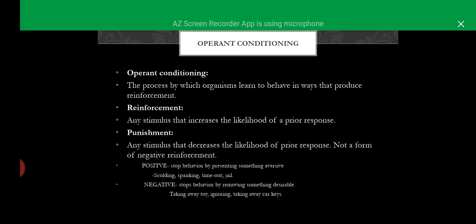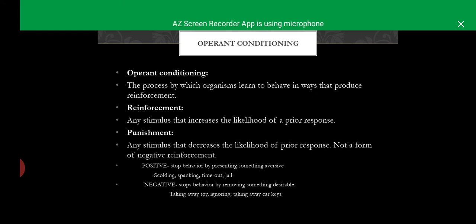Operant conditioning: the process by which organisms learn to behave in ways that produce reinforcement. Reinforcement: any stimulus that increases the likelihood of a prior response. Punishment: any stimulus that decreases the likelihood of a prior response, not a form of negative reinforcement.